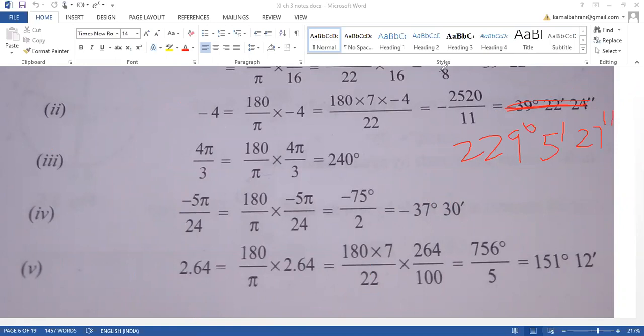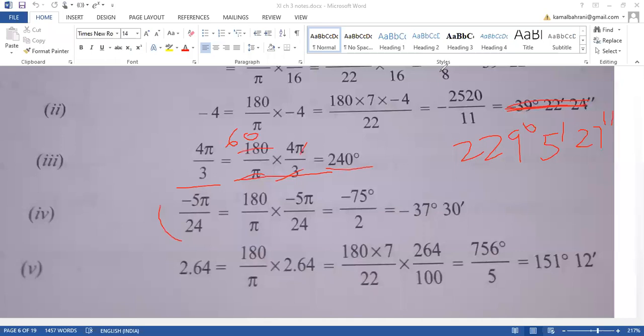Is that clear? Now come to the next question, that is 4 pi by 3. If you are having 4 pi by 3 radian, you have to multiply 180 by pi into 4 pi by 3. It is direct. 3 6s are 18, 60, 6 4s are 240. Pi will get cancelled with pi, so 240 degree, direct.